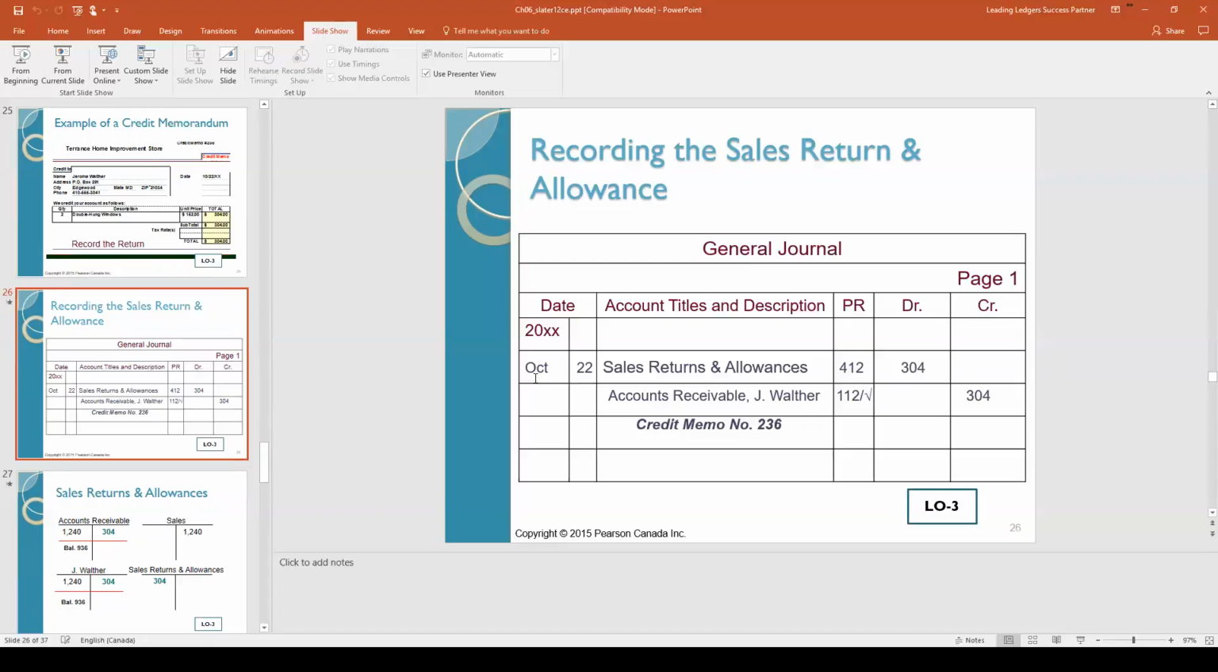It's not a payment or receipt of cash, so it doesn't go into the cash receipts or cash payments journal, and it's not a purchase, so it doesn't go into the purchase journal. It's one of the few entries that will be in the general journal. And the process is the same.